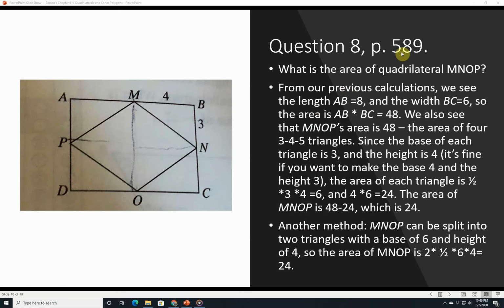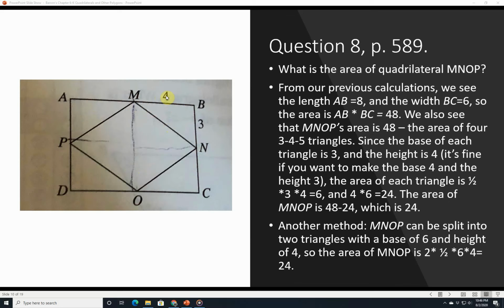Question 8. Okay, page 589, question 8. What is the area of quadrilateral MNOP? All right, so how do we figure that out? Probably the easiest way to do it is first just recognize that since AB is 8, BC is 6, 8 times 6 is 48. And we can also see that MNOP's area is just going to be the area of the rectangle, which we just figured out is 48, minus the area of these 4 triangles.